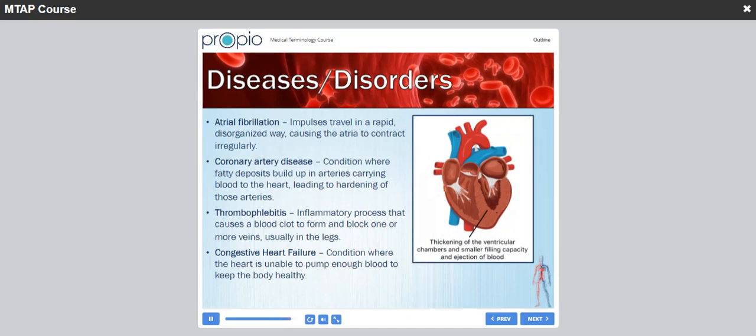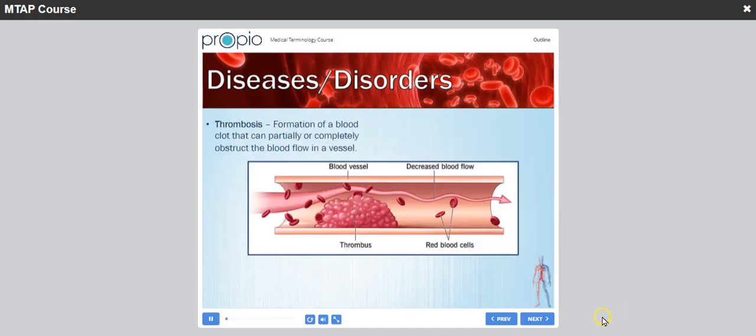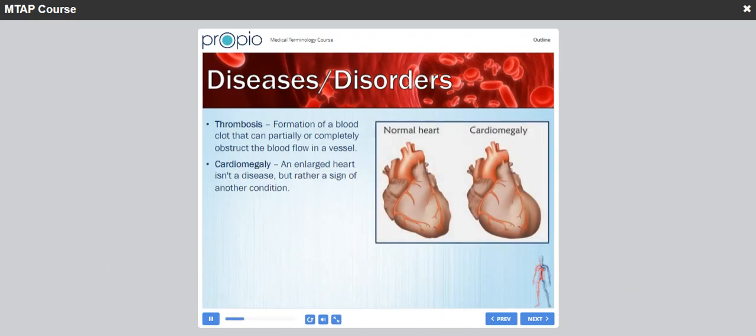Cardiomegaly. It's an enlarged heart. It's not a disease, but rather a sign of another condition. Angina, heart-related chest pain. Heart attack, or myocardial infarction. Infarction is death of a tissue.